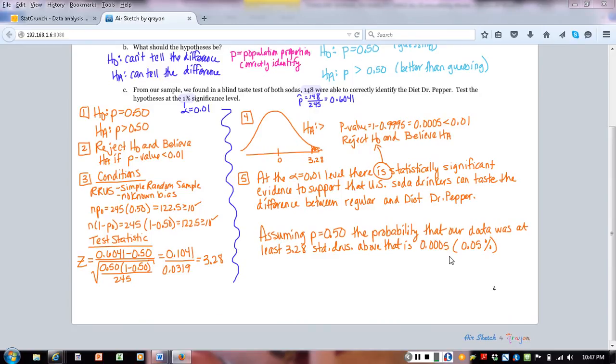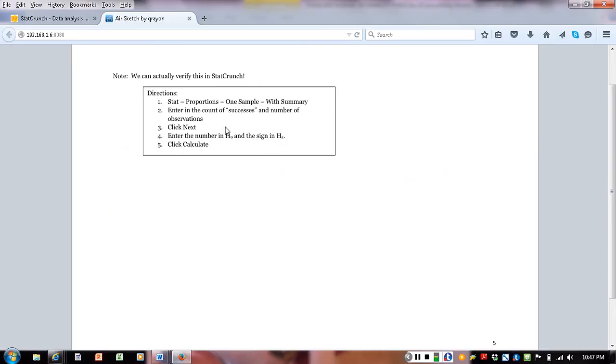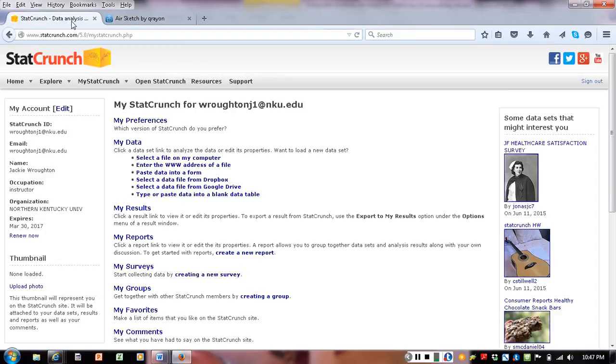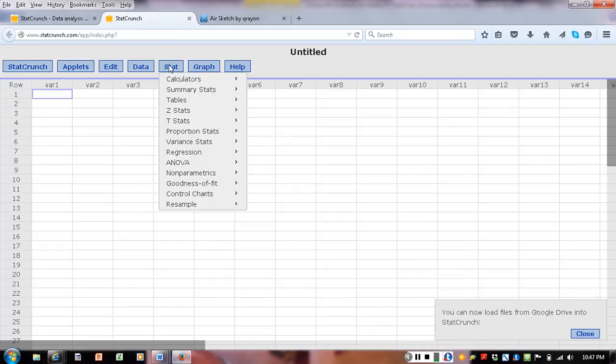Now, in case you're worried that the math might trip you up, I was actually going to show you that there's a way to check what we're doing here in StatCrunch as well. You have these directions at the end of your notes, and we'll do it for this example as well as example 3. So we're going to bring up StatCrunch, and then go to Stat, Proportions, 1 Sample with Summary.